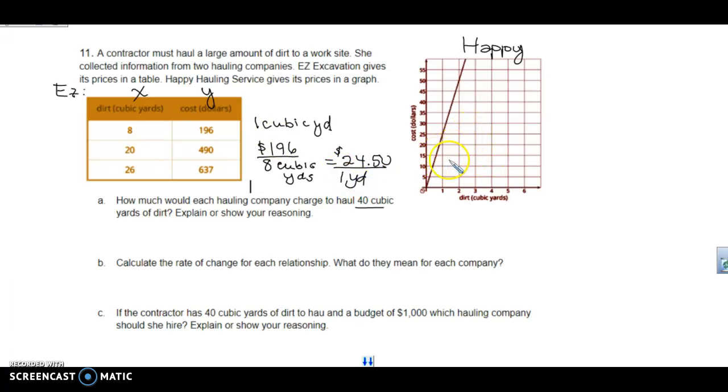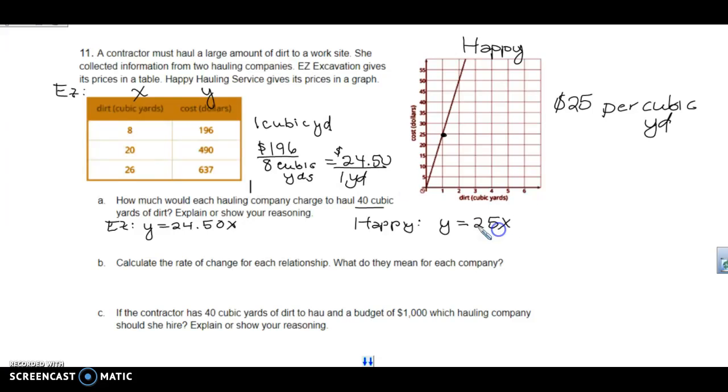And then looking at the graph, we can find the slope. We can also find 1 cubic yard on this graph, and we can see that that's going to cost $25. So Happy Hauling Service is charging $25 per cubic yard. So I want to know how much each hauling company would charge for 40, so we can turn these into equations. So Easy Excavation would be y equals 24.50x, and Happy Hauling is going to be y equals 25x, and then we're just going to plug in that 40 cubic yards for x in both equations and multiply.